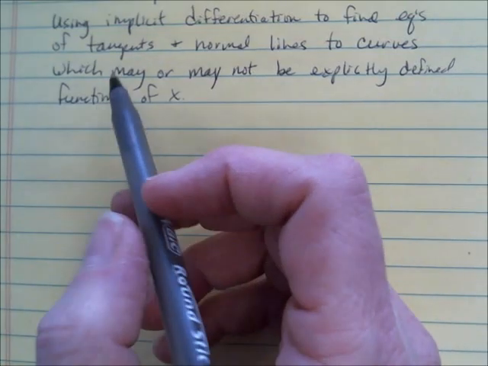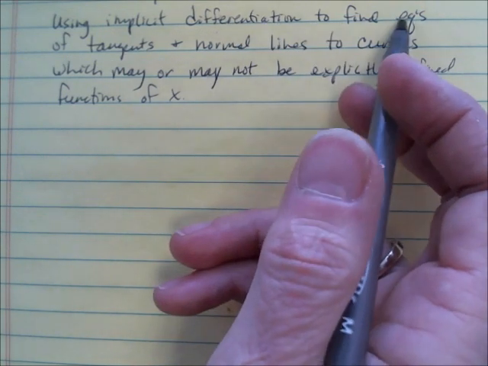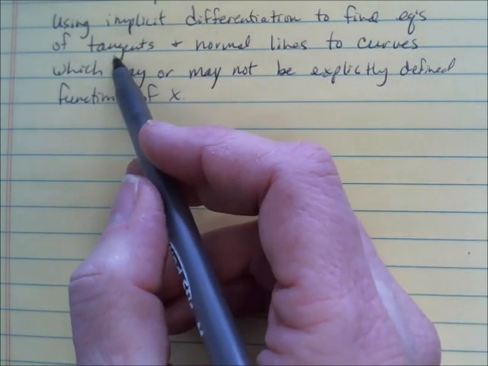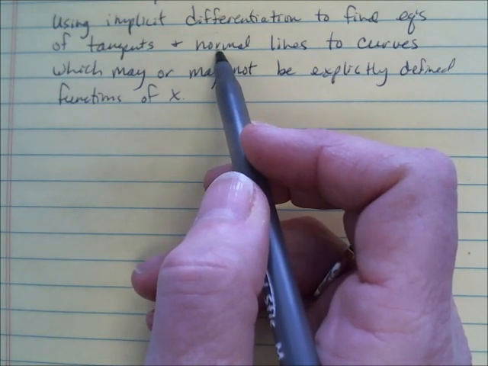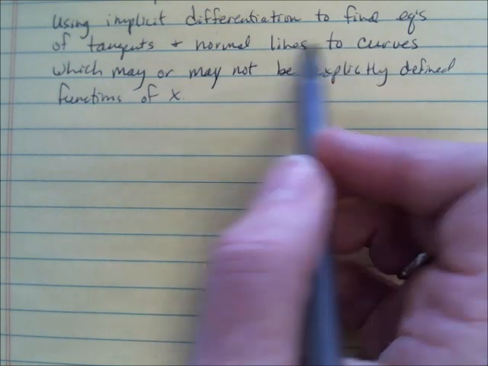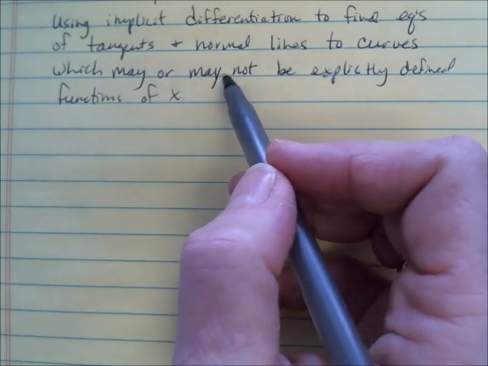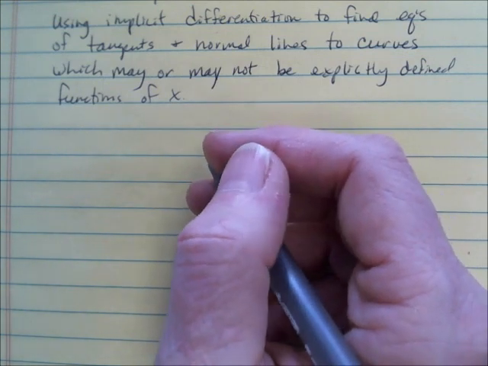What we're going to do today is use implicit differentiation to find equations of tangent lines and then something called a normal line, which we'll talk about, which is not too difficult. Normal lines to curves which may or may not be explicitly defined functions of x.